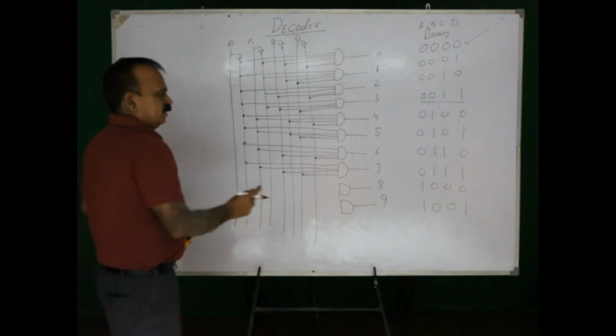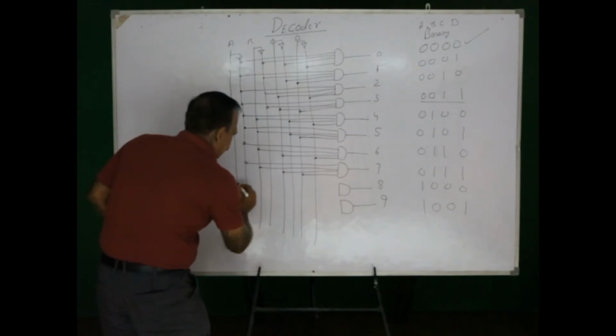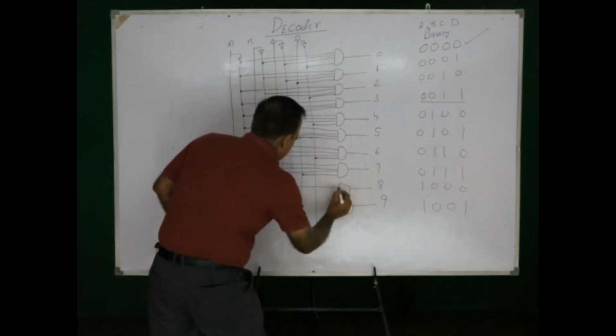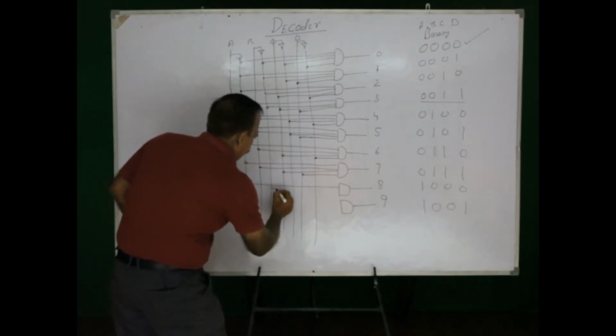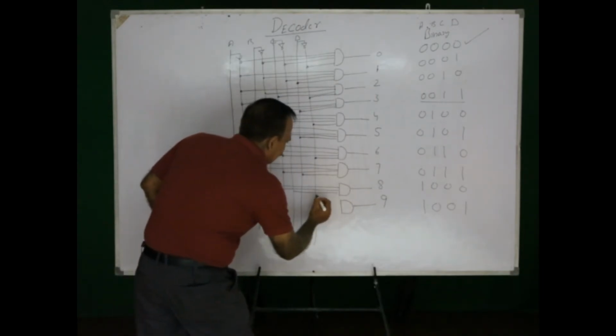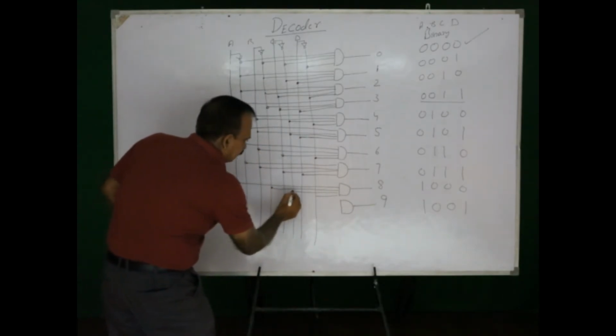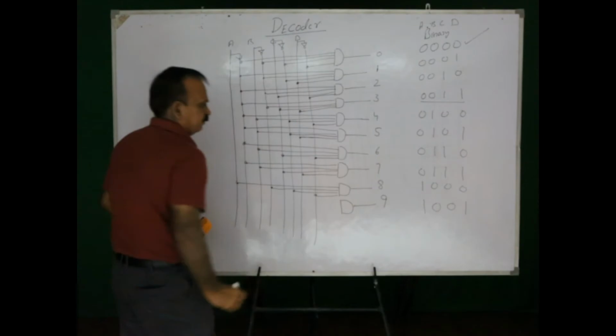8. This is A, B bar, C bar, D bar. A, B bar, C bar, and D bar. So, A, B bar, C bar, and D bar.